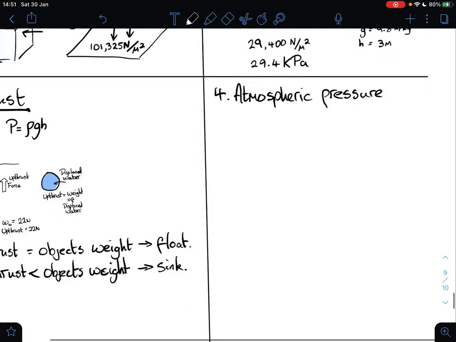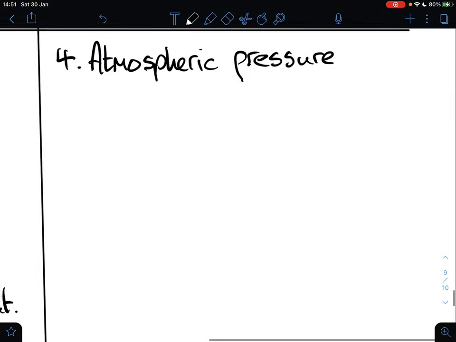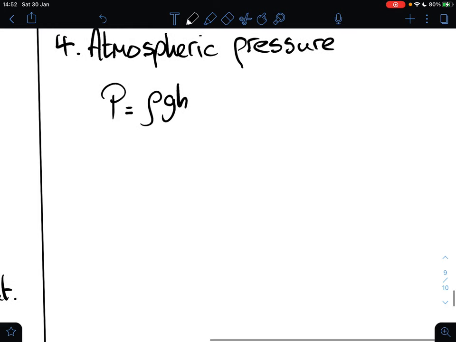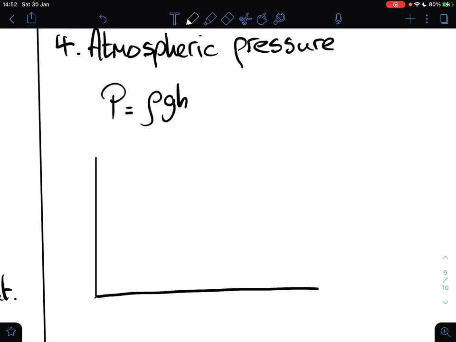Now let's look at atmospheric pressure. Again, referring to our equation we used earlier, where pressure is equal to rho g h, we also see why going higher up can cause the feeling of pressure on our ears to change. So here we're going to have atmospheric pressure.